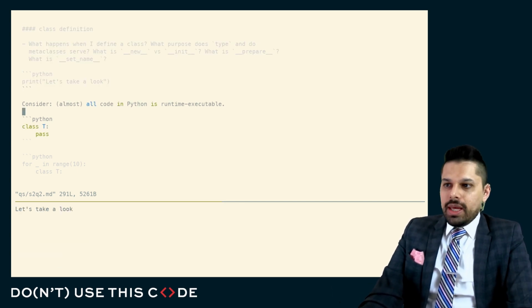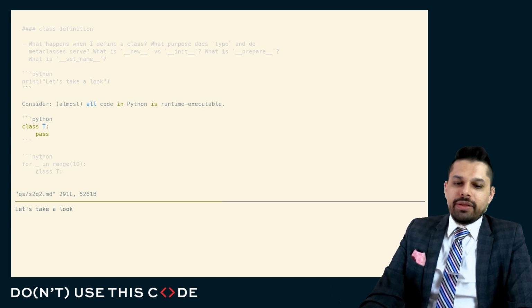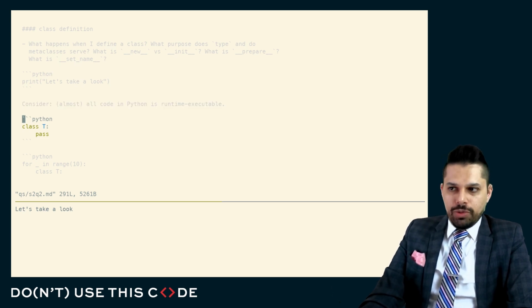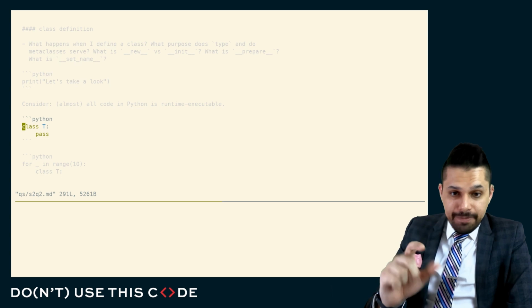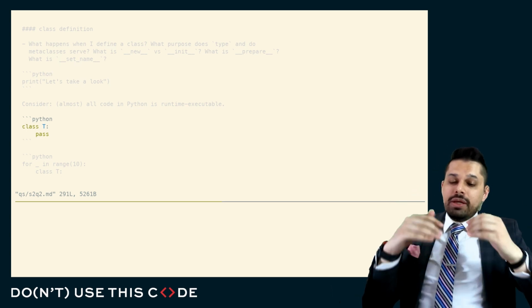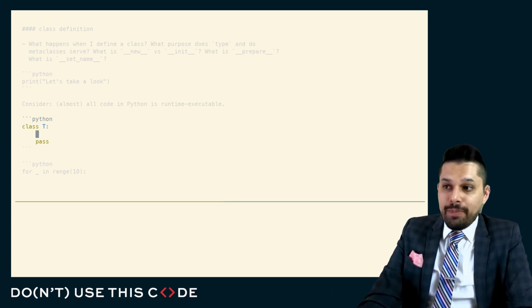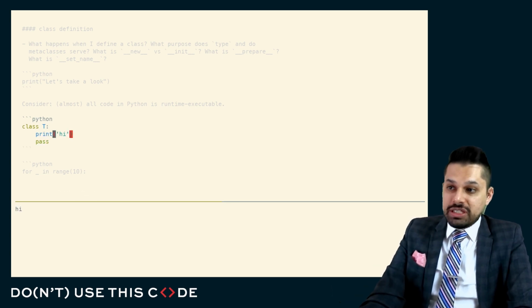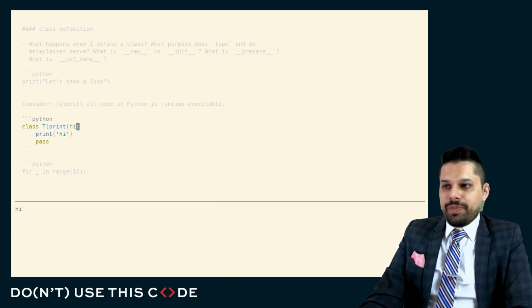Let's take a look. Consider that almost all code in Python has some runtime executable aspect to it. Class T isn't some definition that happens at parse time and then the class T is available. This is actually executable code. If I put a print statement in here, you will see this print statement is actually run. If I do something like this, it's going to blow up in some weird ways.